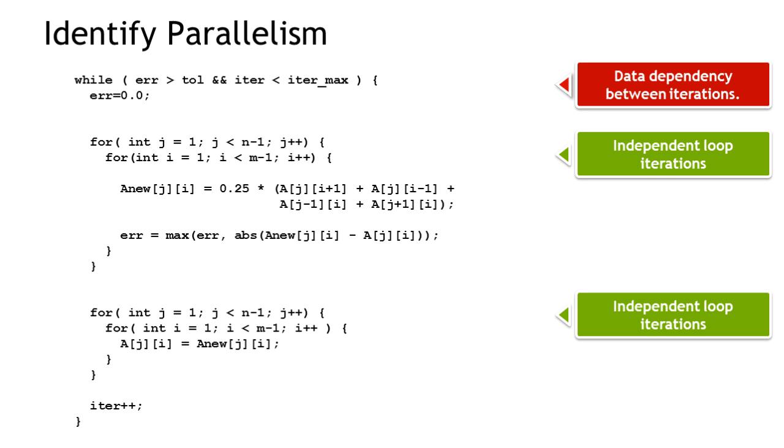However, for the two for loop nests, those have fully independent iterations. So for every iteration through i and j of this top loop, you can see I'm storing into one space in A new, and I'm reading from A. And so no iteration affects the other iterations. And the same is true down the bottom. So these loops are safe to parallelize.